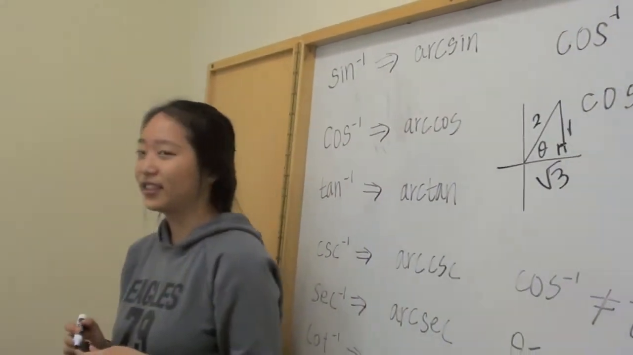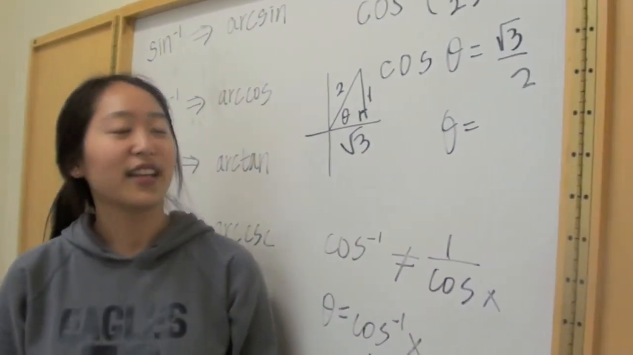30 degrees. Can you put that in radian form? Pi over 6. Good job, Jenny.